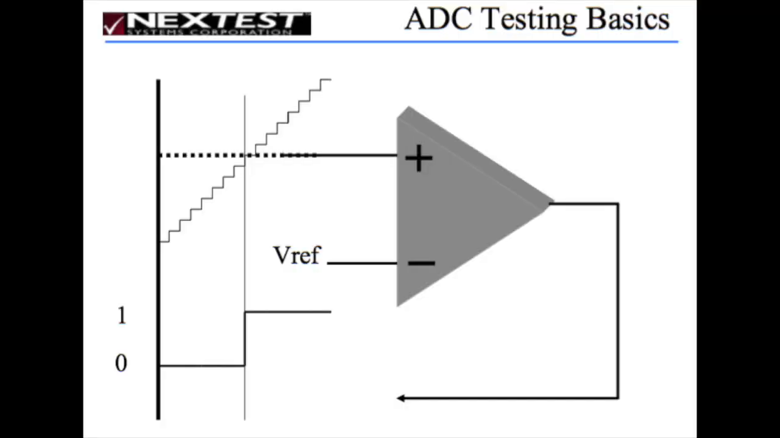Here's the kind of thing that we're going to do. We're going to take a comparator. We're going to treat it like a comparator. We're going to run a ramp past the positive input with a VREF on the negative input and look for the output to flip from a low to a high. That's how we're going to test it.